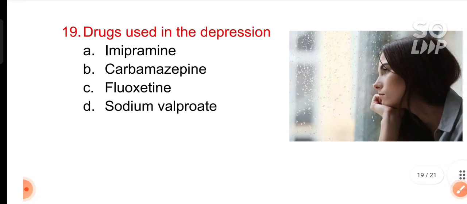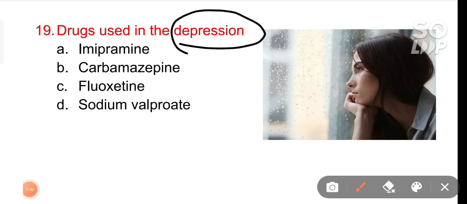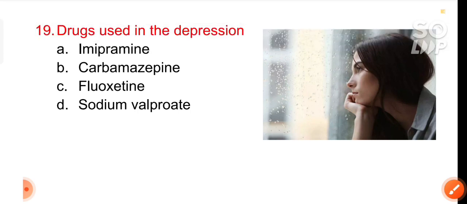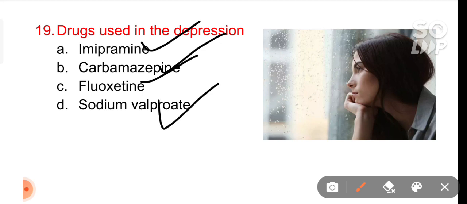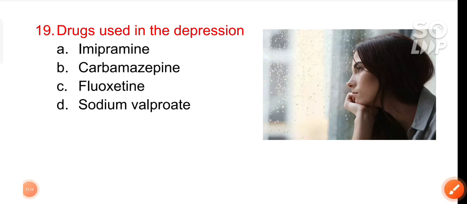The next question is, the drugs used in the depression. So when the person is having the depression, which drugs can we use? The options are option A, imipramine, option B, carbamazepine, option C, fluoxetine, option D, sodium valproate. The right answer is imipramine. So imipramine is a drug of choice for the depression.